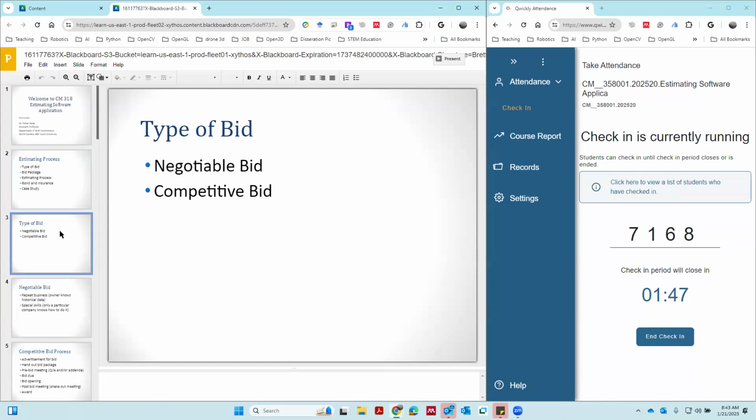If you have a good relationship with the owner, you have many past projects with this owner, then the owner may ask you to take a negotiated contract. In this case, we go for the negotiable bid. Another case is the competitive bid. For a publicly funded project, usually we go for this competitive bid, asking all qualified contractors to submit a bid. Then they compare the quality and the price, and then they pick one. So there are two kinds of bid: one is negotiable and another is competitive.